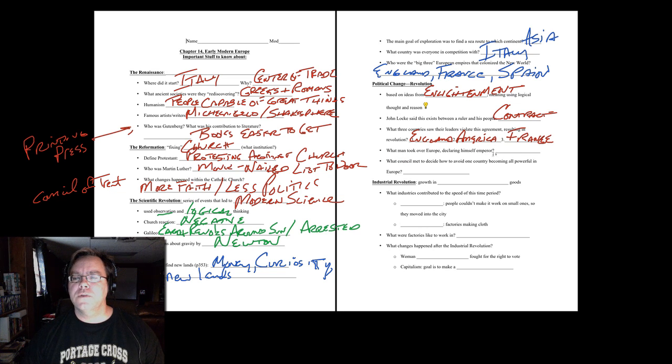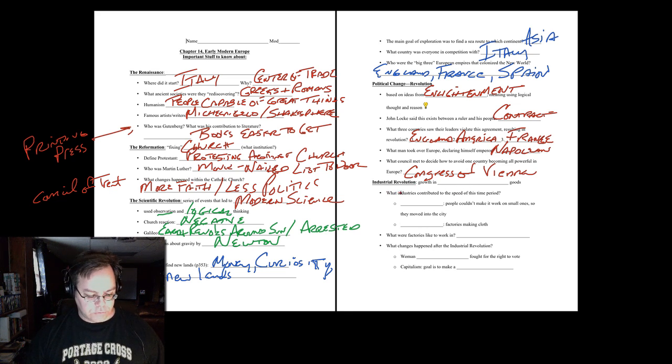The man who took over Europe, declaring himself emperor, was Napoleon. He became the leader of France after the Revolution and led France's armies all throughout Europe until he was defeated in Russia. The council that met to avoid one country becoming more powerful in Europe was the Congress of Vienna. They met in Vienna, Austria, and they redrew the boundaries of Europe to make sure no country became too big.